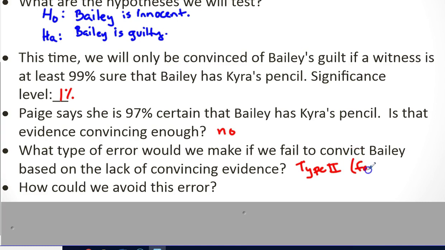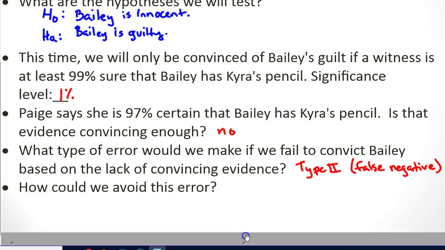It's called a false negative. There's not enough evidence, but we're wrong. He really did it. So how could we avoid this error? Well, we don't want to just raise the significance level, right? We want to, in fact, get a larger sample size.